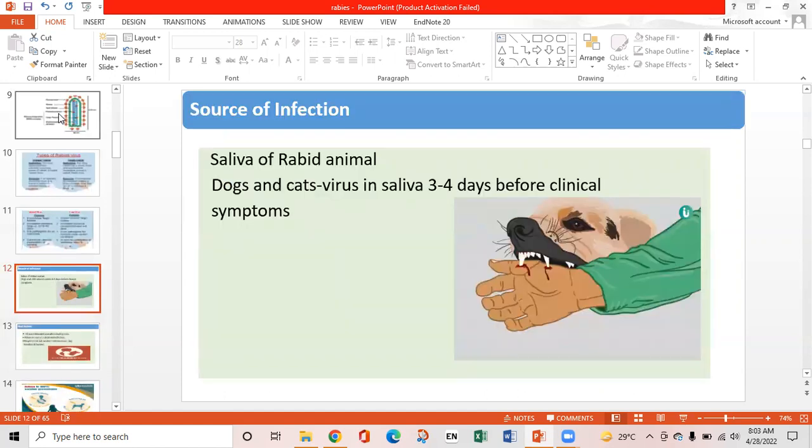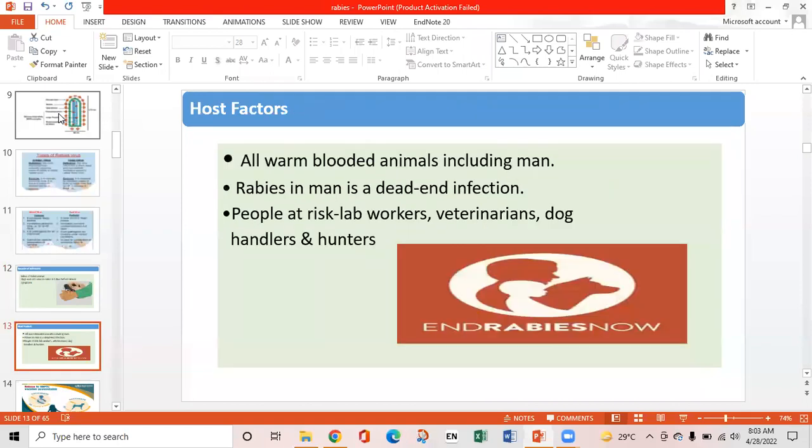Source of infection. The main source is the saliva of a rabid animal. In dogs and cats, the virus is in the saliva 3 to 4 days before clinical symptoms. Host factors: all warm-blooded animals, including man, are hosts. Rabies in man is a dead-end infection. People at risk are lab workers, dog handlers, and hunters.